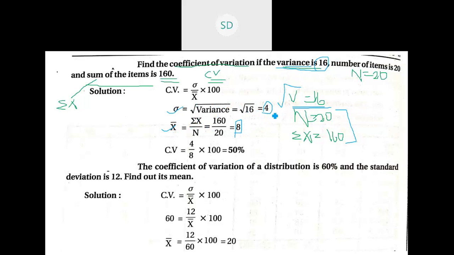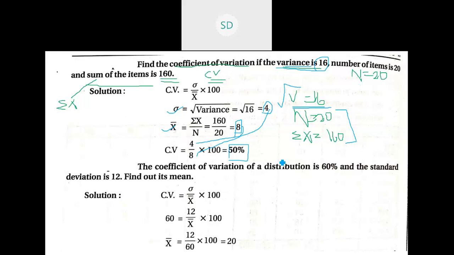Now use both to find CV. 4 is the standard deviation and 8 is the arithmetic mean. So CV is standard deviation by arithmetic mean into 100. So the coefficient of variation is 50%.